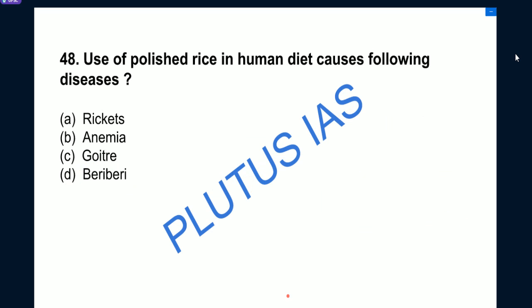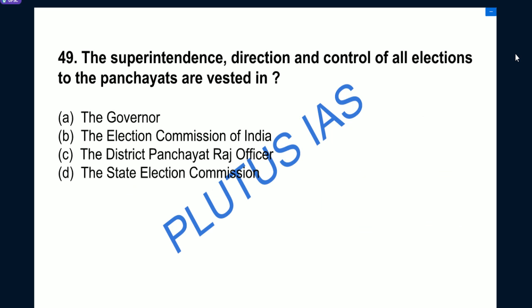The next question, question number 49. The superintendence, direction and control of all elections to the panchayats are vested in the State Election Commission. It comes under the State Election Commission. Which elections come under the Election Commission of India? All our central elections, to the Lok Sabha, then to the Vidhan Sabha.